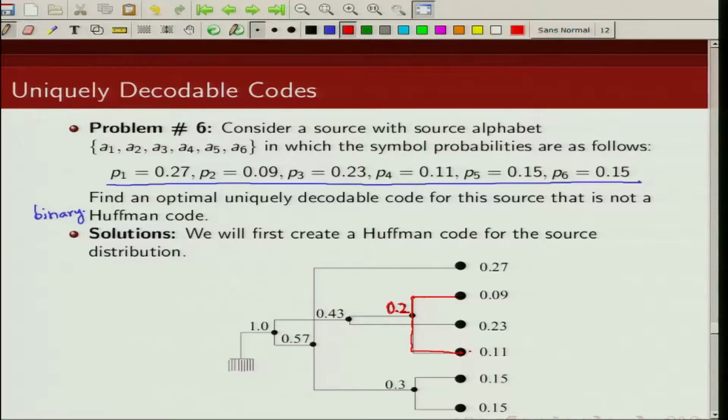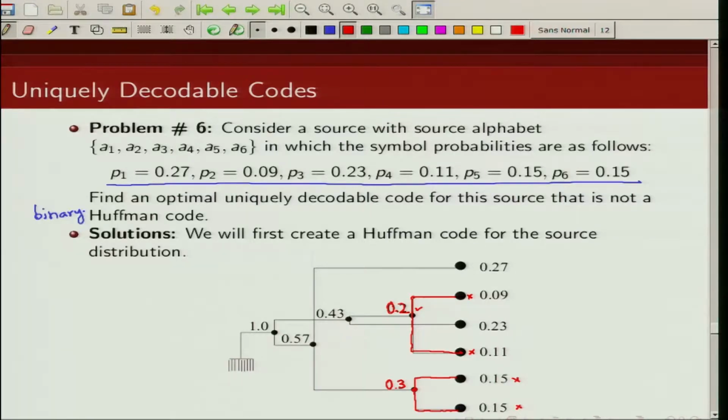Next, I deactivate these nodes and activate this node. Now the two nodes with least probability at this time are this one which has probability 0.15 and this one which has probability 0.15. So I deactivate these nodes and this has probability 0.3.